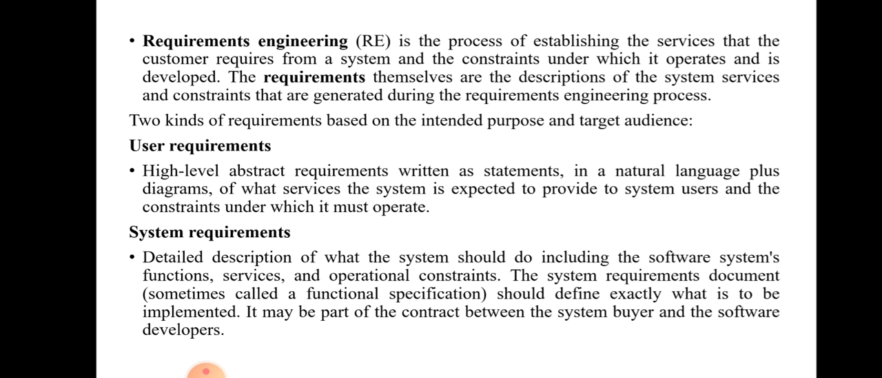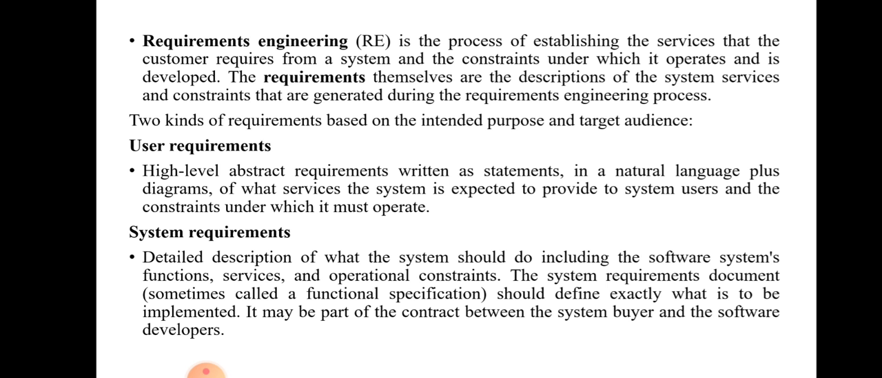So the next one is system requirement. It is a detailed description of what the system should do, which includes the system functions, services, and the constraints based on which the system has to be evaluated. The system requirements can be divided into two categories. One is functional requirements and the second one is non-functional requirements.